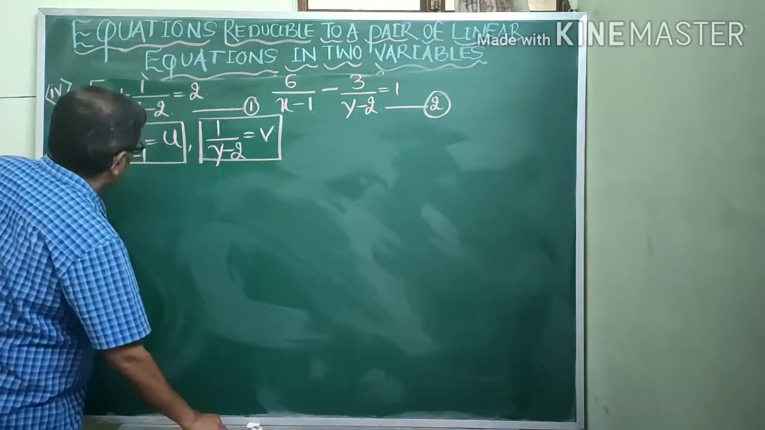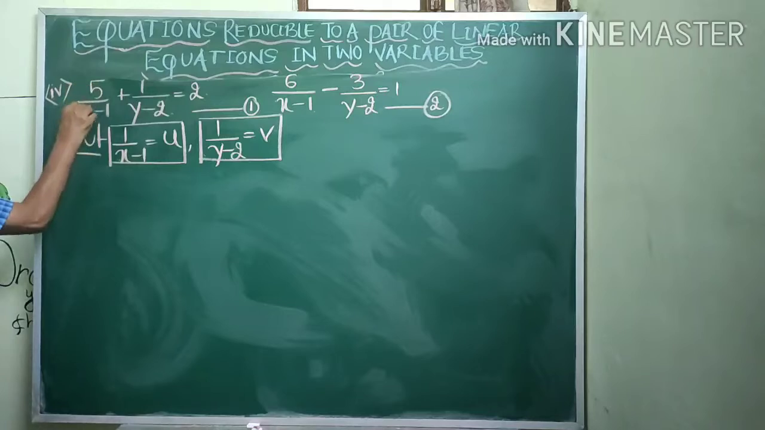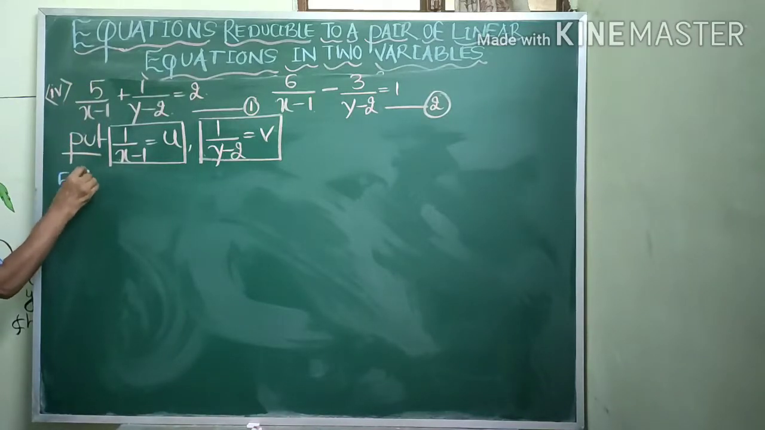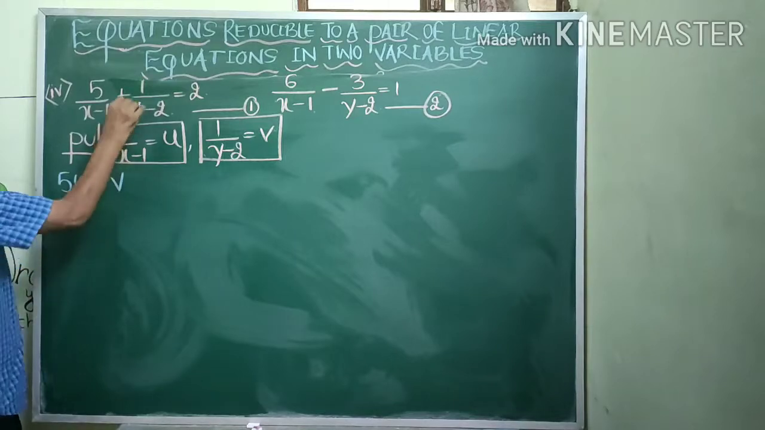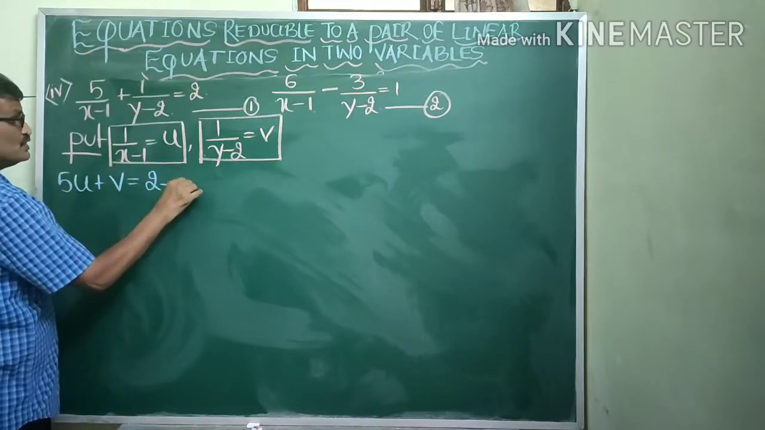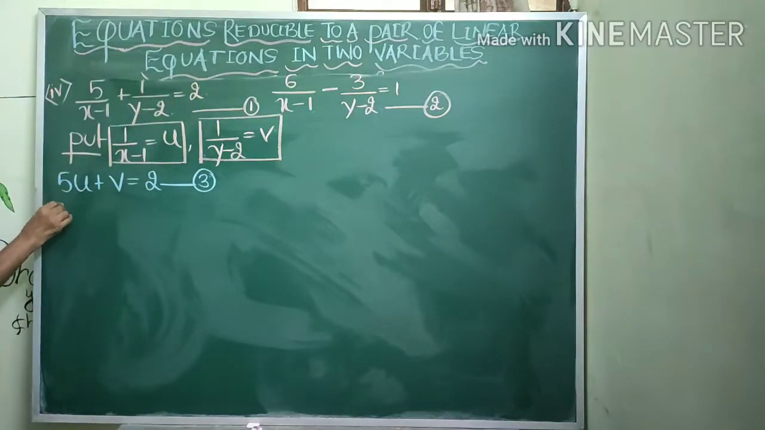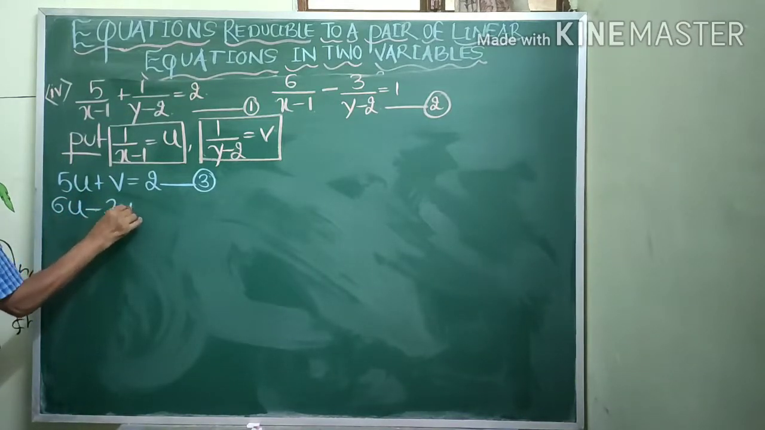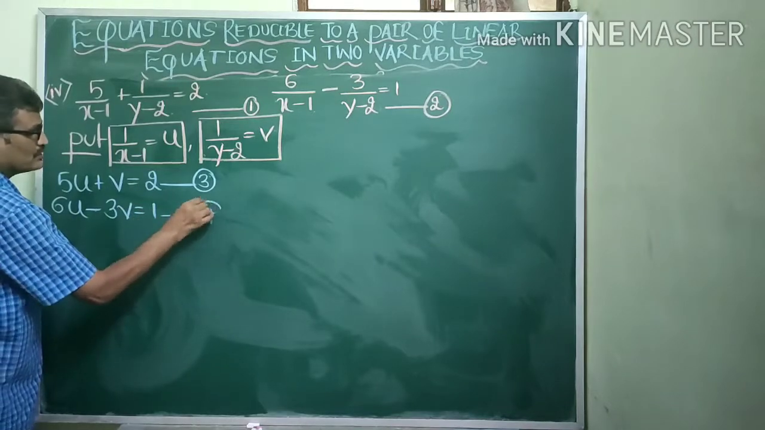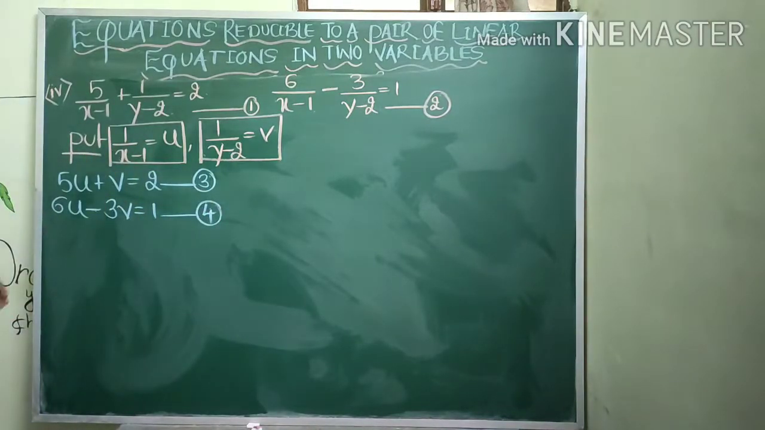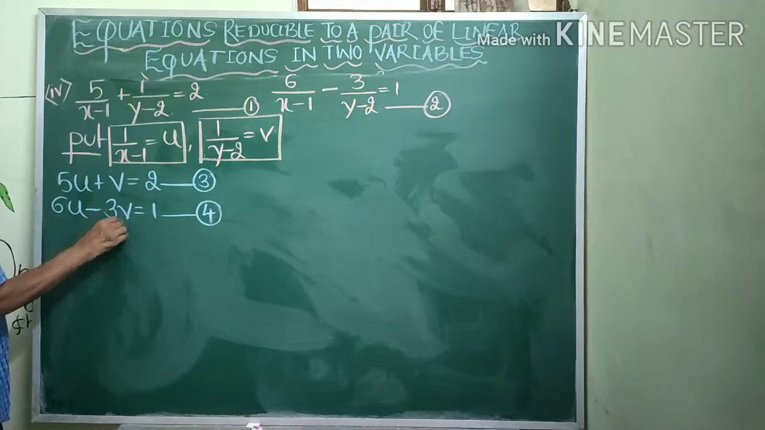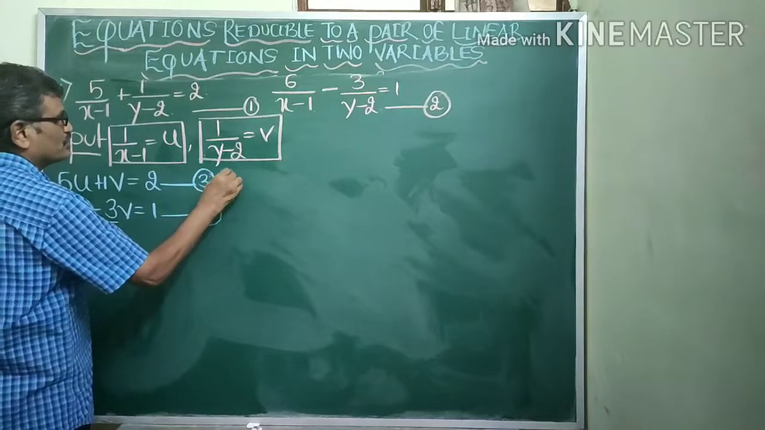So after doing that, this equation becomes 5u plus 1v is equal to 2. This I will call the third equation. And that equation will become 6u minus 3v is equal to 1. This I will call the fourth equation. Now again, see here, if I have to solve this problem, the coefficient of v is 3 here and the coefficient of v is 1 here. So what I will do is, I will multiply this equation by 3.